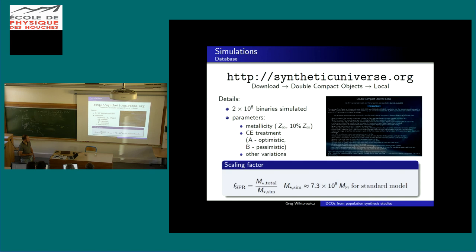As you will find, not all records have the same number of fields, because the last one is the evolutionary history of this system, which tells us what the evolutionary phases were before the formation of these double compact objects. These are the nice plots with graphics that were shown yesterday by Chris.